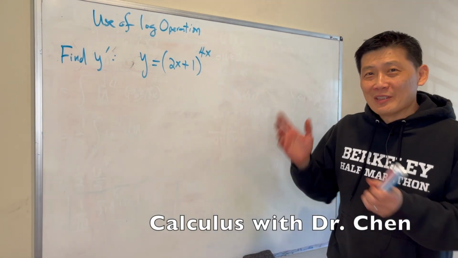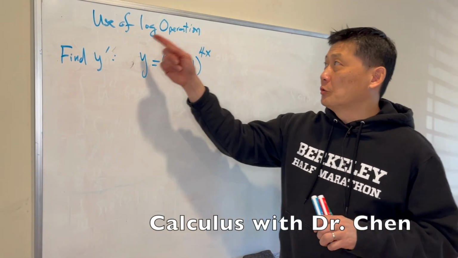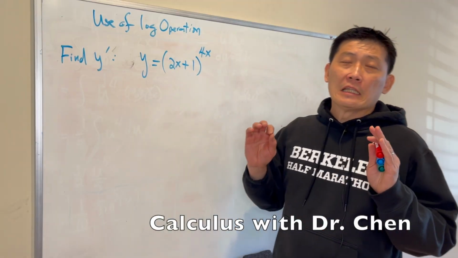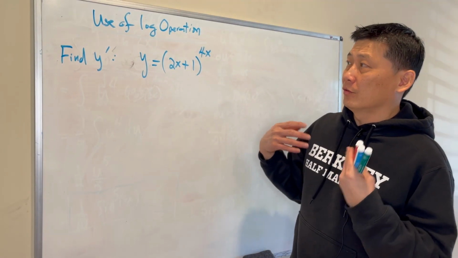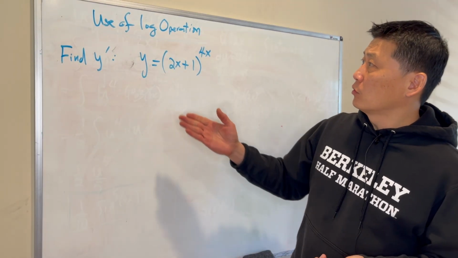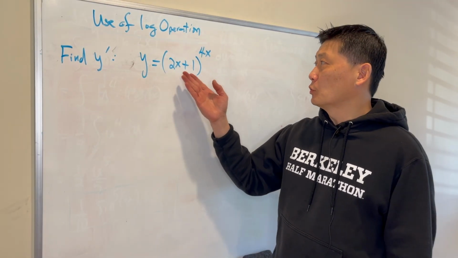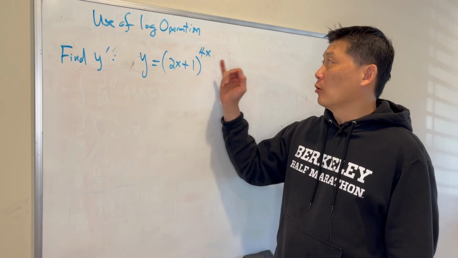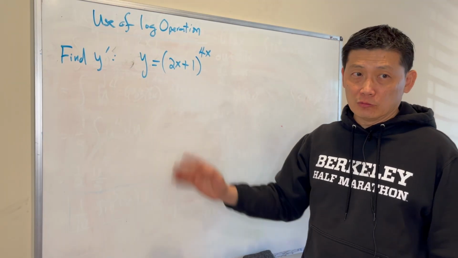All right, in this mini tutorial, I want to talk about the use of log operation in the context of solving a derivative. So in this case, we have a problem: y is equal to (2x + 1) to the power of 4x, and we want to take the derivative.